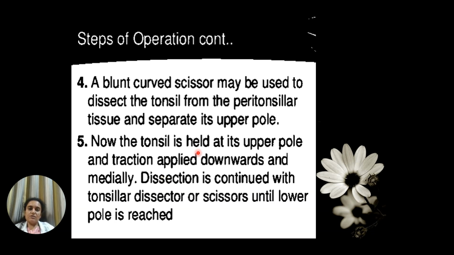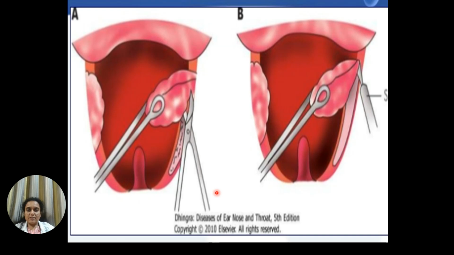Then finally, once we reach the lower pole, we can either remove the tonsil by putting a snare, crushing the lower pole of the tonsil, and or take help of either bipolar cautery or a scissor and excise the tonsil. So here goes the pictorial description. Once we give the incision, we start the dissection from upper pole to lower pole. Here we first grasp the tonsil, pull it medially, and then do the dissection.